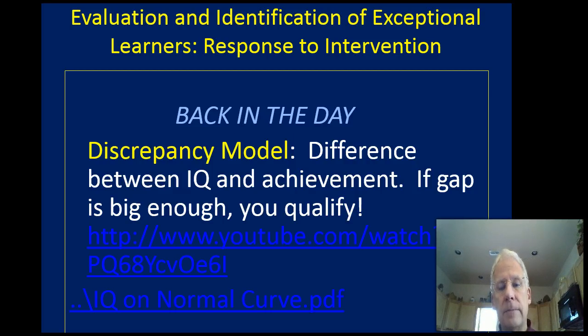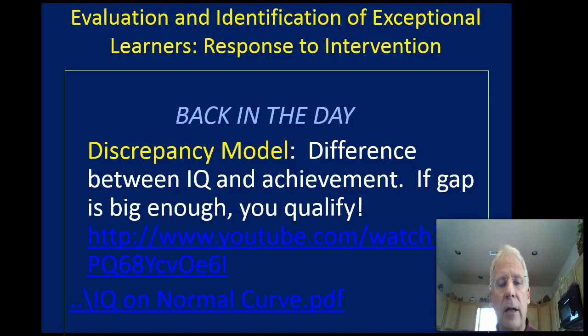So let's say that I had an IQ of 100, all right? But when I took my achievement tests, perhaps I scored low on a particular test. I can't give you a number because that wouldn't be accurate, but I scored low. Now, a psychologist would get out a scale that he or she would use, and if that discrepancy between IQ, which is supposedly your ability, and achievement, which is where you are achieving, if that gap was big enough, you qualified.